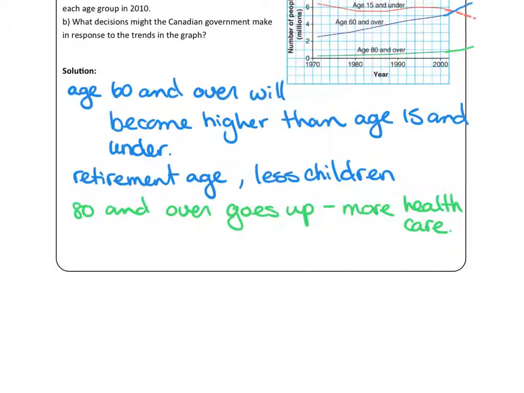So that's kind of what you need to do. You need to just extend the graph and then make predictions based on that. That's the lesson for today.